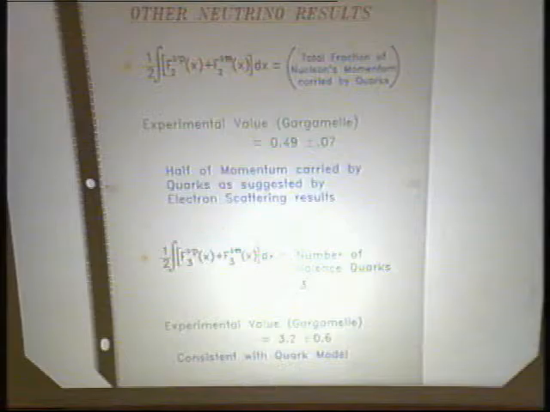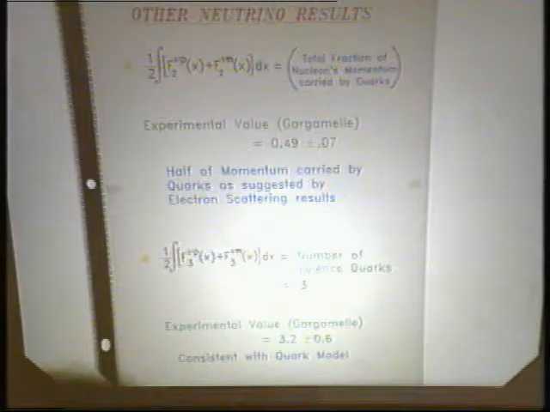And in addition, there was another sum rule, and that was the so-called F3 sum rule, which one has in neutrino scattering. And if you sum this over the scaling variable x, you get the number of valence quarks. And the experimental value from Gargamelle turned out to be 3.2 plus or minus 0.6. Again, consistent with the quark model. So it became clear that the combination of electron scattering results and neutrino results by 1974 had really pinned down the partons to be quarks. I mean, it was really very difficult to escape from it at that point.